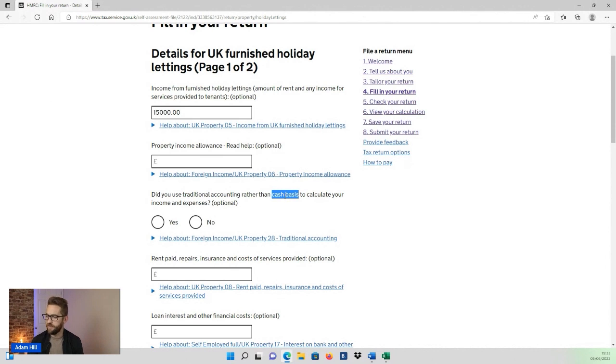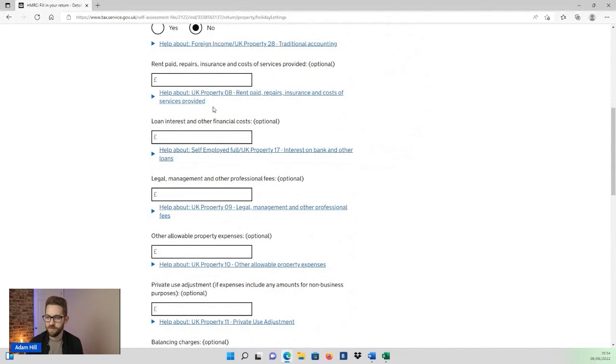Again, go and check that video out. I'll link it in a card now, but that'll give you a good breakdown of what the cash basis actually is and how and when you can use it. But I'm saying no to traditional accounting because I've used the cash basis. Then we've got to provide details of expenses.